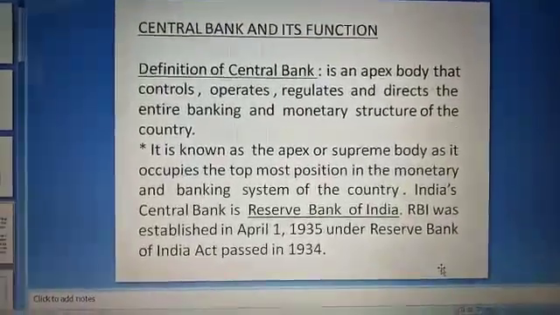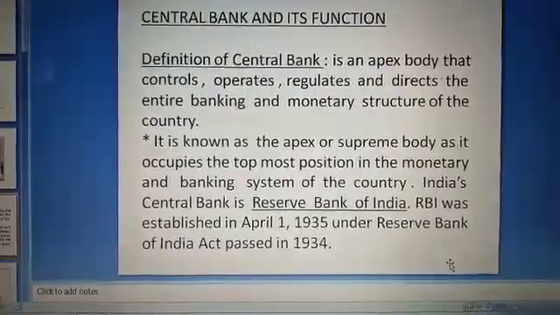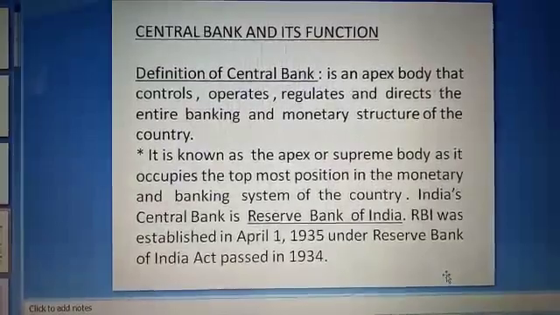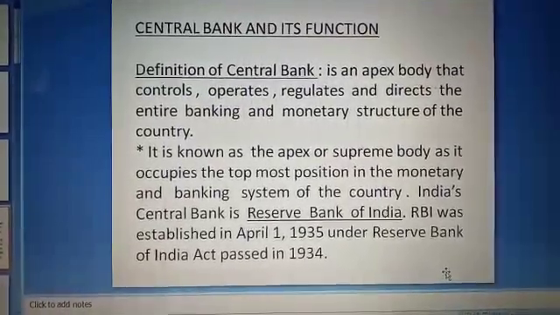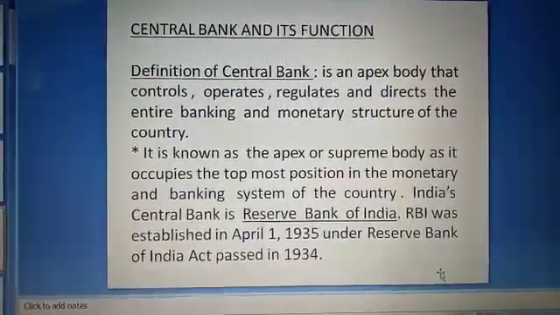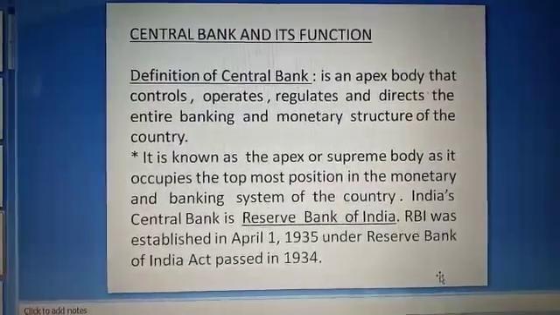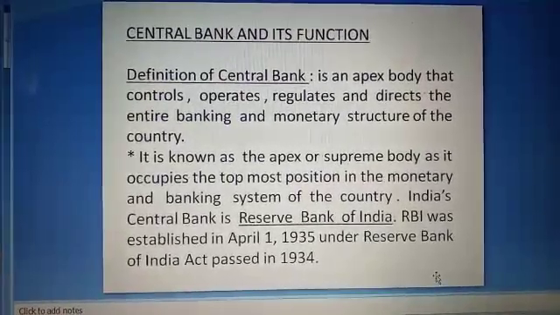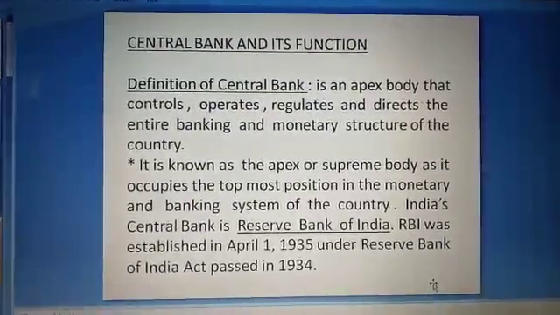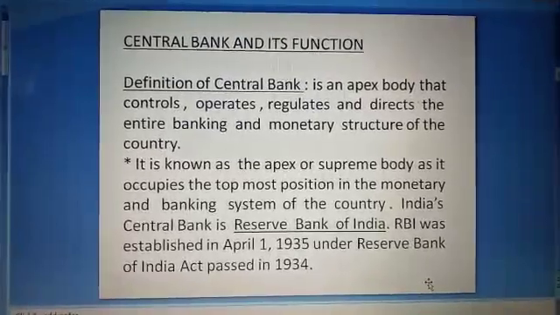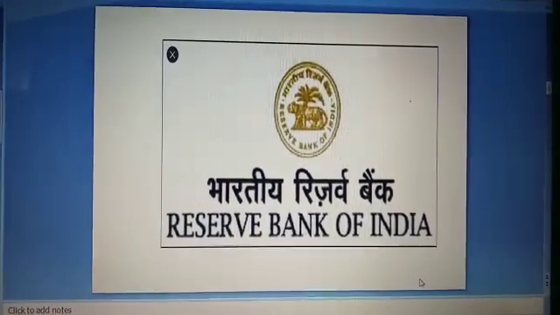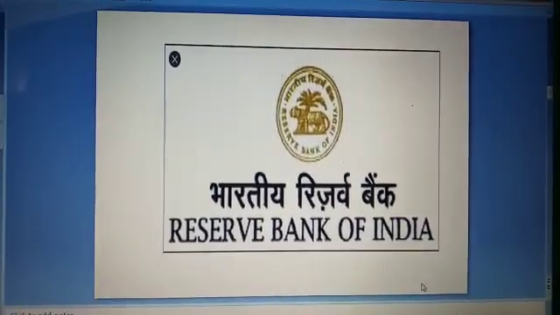Okay, so how do we define a central bank? Now, it is an apex body that controls, operates, regulates, and directs the entire banking and monetary structure of the country. It is known as the apex or supreme body as it occupies the topmost position in the monetary and banking system of the country. India's central bank is the Reserve Bank of India, and it was established in April 1935 under the Reserve Bank of India Act passed in 1934. So this is the logo of the Reserve Bank of India.